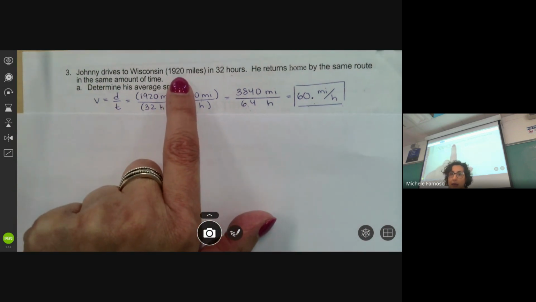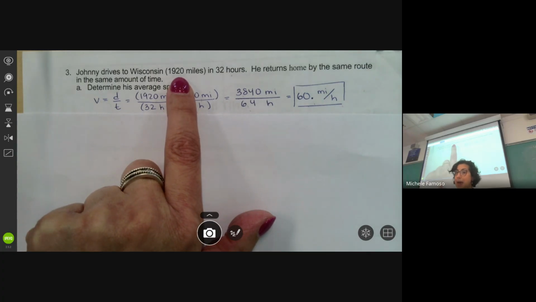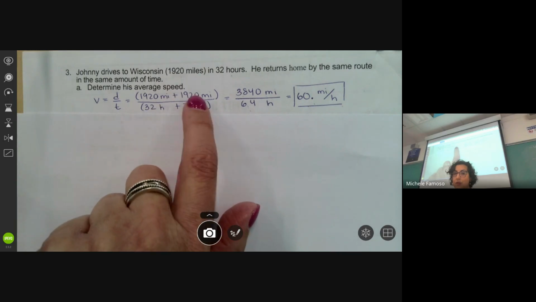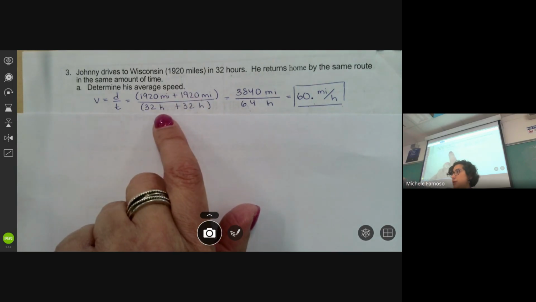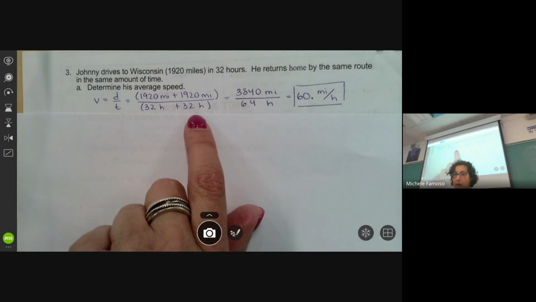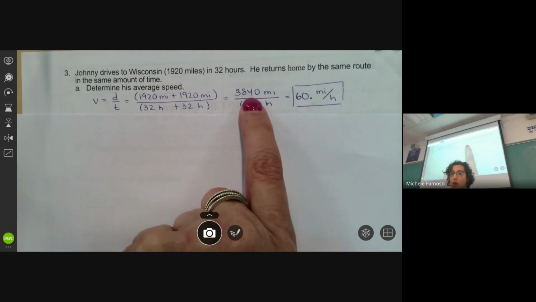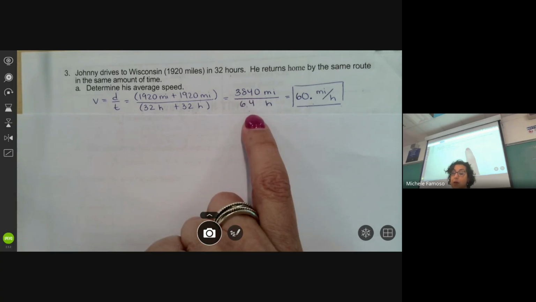Johnny went 1,920 miles out to Wisconsin and back. So we add those up. He did 32 hours out, 32 hours back. That's why I'm adding everything. Gives me a total distance traveled of 3,840 miles in 64 hours.